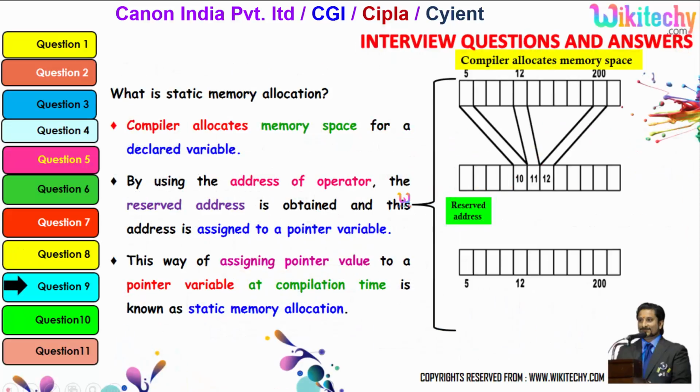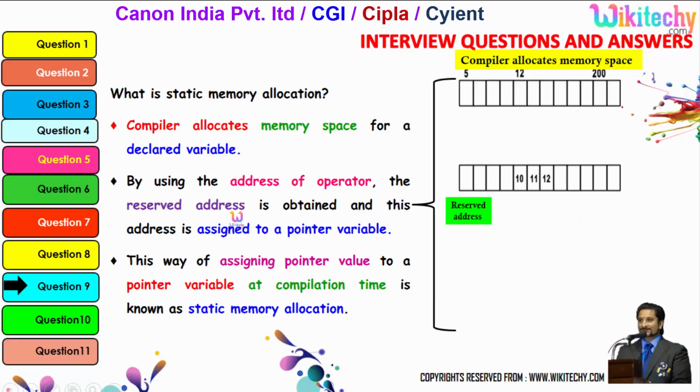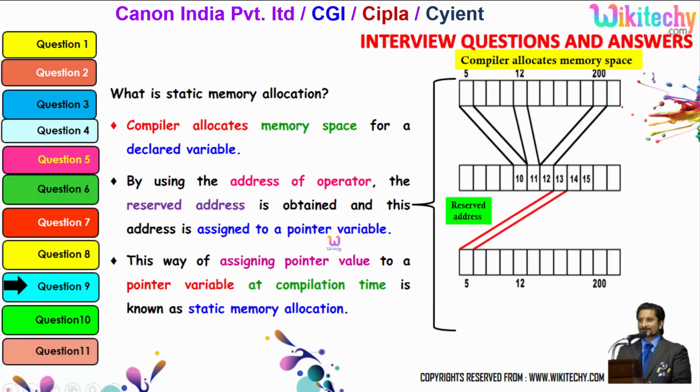Let's talk about a very important interview question. What is static memory allocation? The compiler allocates memory space for a declared variable. By using the address-of operator, the reserved address is obtained and the address is assigned to a pointer variable. This way of assigning a pointer value to a pointer variable at compilation time is known as static memory allocation.